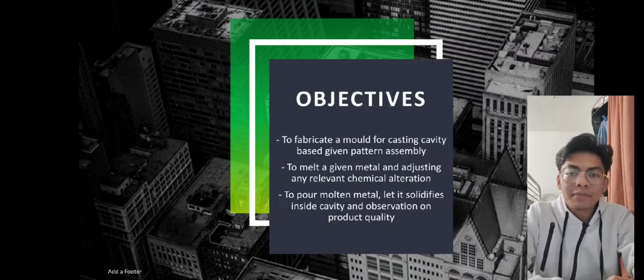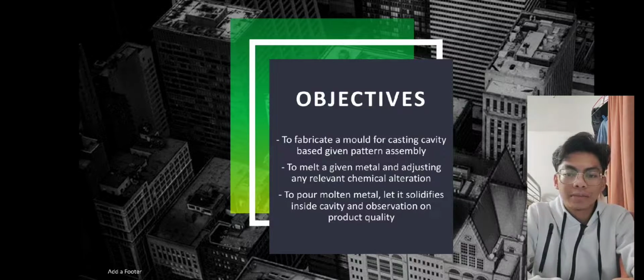Now I will present about the objective for sand casting. First of all, the objective is to fabricate a mold for casting cavity based on the given pattern assembly. Next, it is to melt a given metal and adjust any relevant chemical alteration. And finally, we have to pour molten metal, let it solidify inside the cavity and observe the product quality. I'll pass the presentation to our next presenter.